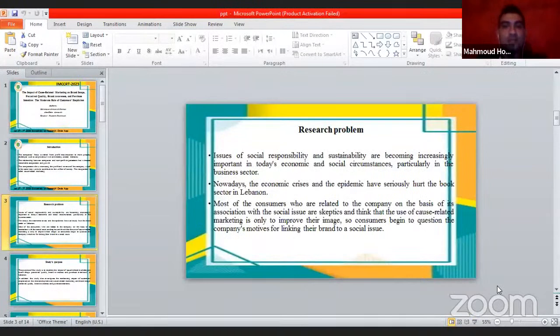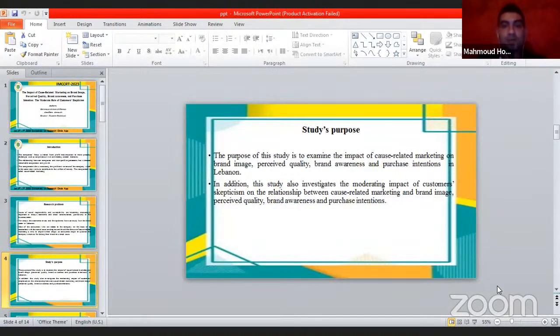The problem of this paper: the location of this paper is Lebanon. The issues of social responsibility and sustainability are becoming increasingly important in today's economic and social circumstances, particularly in business sectors. Nowadays, the economic crisis and the epidemic have seriously hurt the book sector in Lebanon. Most consumers who relate to companies on the basis of association with a social issue are skeptical and think that cause-related marketing is only used to improve the company's image. So consumers began to question the company's motive for linking their brand to a social issue.